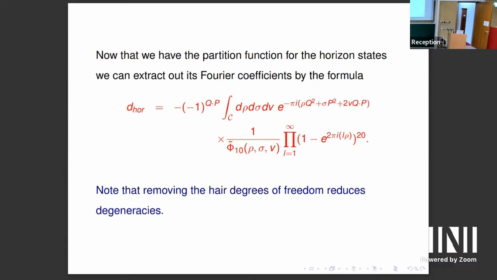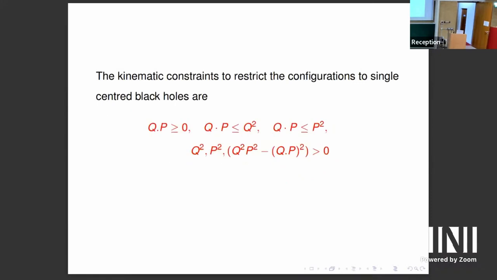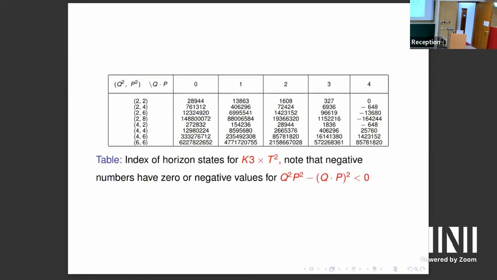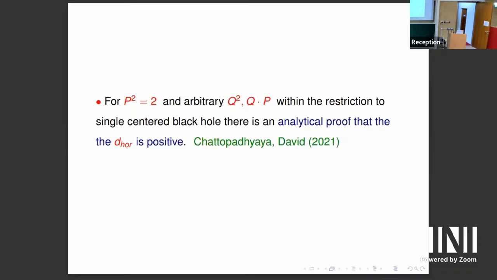So we have to do the two things. And these are the kinematic constraints for single centered. And if you do it, you see that these are the ones that violate the kinematic constraints. And you can see that it's all positive. For this canonical model, for this particular configuration, we have a proof using the decomposition of psi naught and psi F. Because that psi F gives you the full generating function for the single centered black holes, and we have an analytic proof for it.